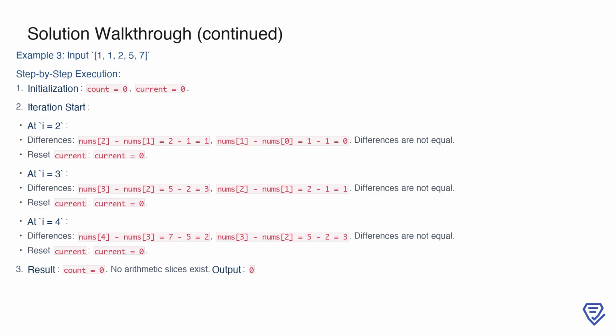At index 4, the differences nums[4] - nums[3] and nums[3] - nums[2] are 2 and 3, which again are not equal. Since no arithmetic slices are detected throughout the array, count remains 0. Thus, the output for this example is 0.